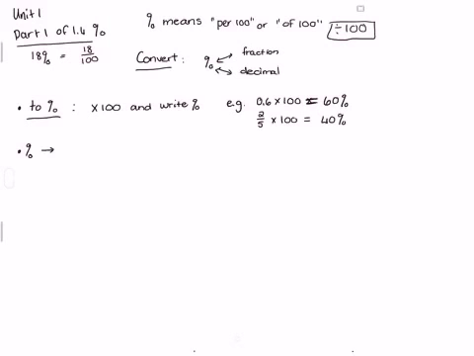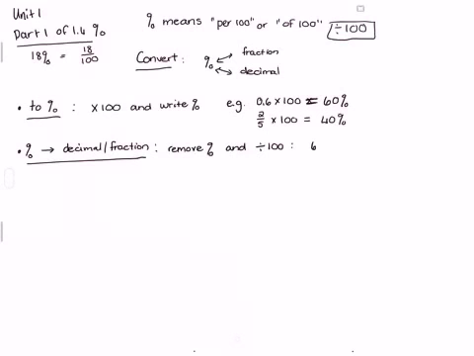It's also similar. If you've got a percentage and you want to get to decimal or fraction, it's again just one rule. And the rule is just to undo what we did in the previous one. So you remove the percentage sign and you divide by 100.